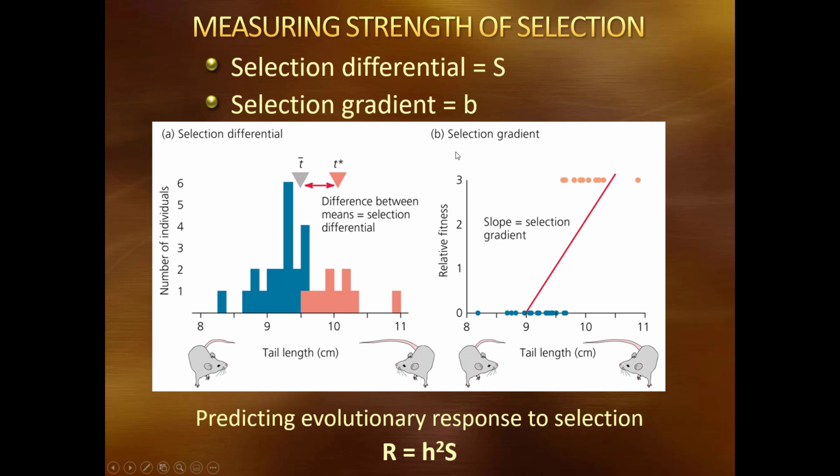Over here in part B is the idea of the selection gradient. So now look at what we've plotted here. Instead of plotting the histogram that we plotted in part A, we're taking tail length, but we're also plotting relative fitness. Let's look at this second population, and let's just let their relative fitness equal some value.